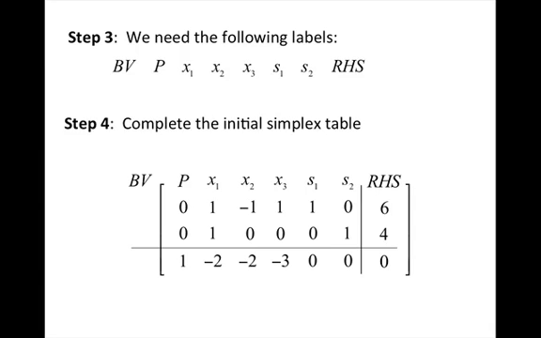Then for my objective function, the coefficient of p was 1. The coefficients of x sub 1 and x sub 2 were both -2. Then I had -3x sub 3. This did not have any slack variables, and it equaled 0.